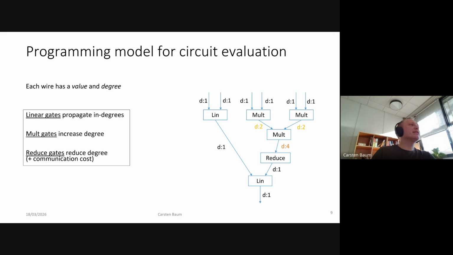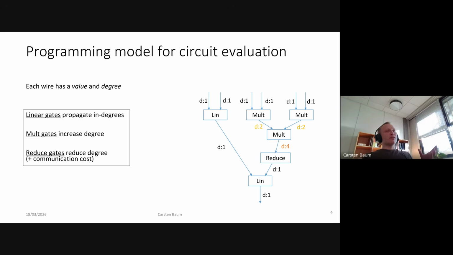The interesting thing is that if you look at what is the cost of evaluating a circuit based on commitments in the VOLE setting, then actually both linear and multiplication gates are for free. They don't require communication, but multiplication gates increase the degree. And then you can have a gate that reduces the degree again, but then you actually have to pay for the communication. So that is kind of the programming model that I have in mind.